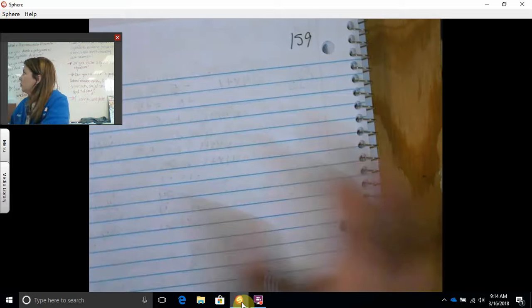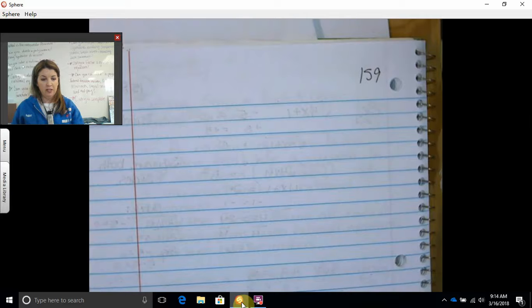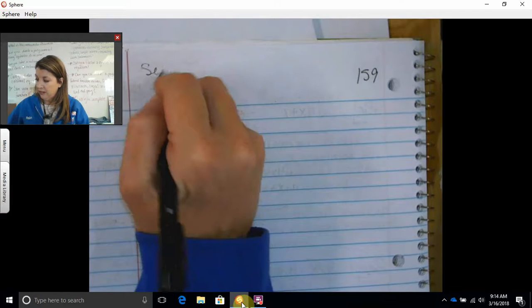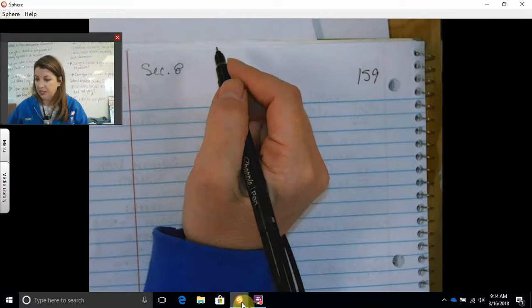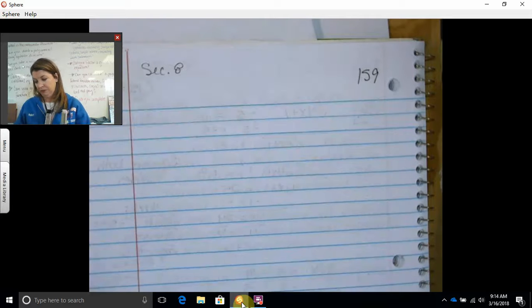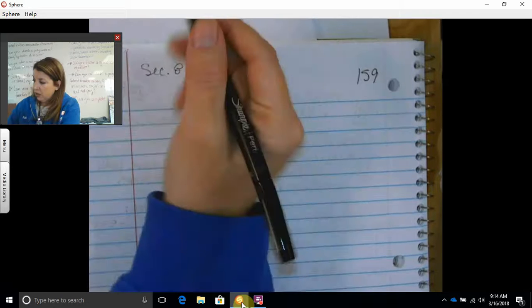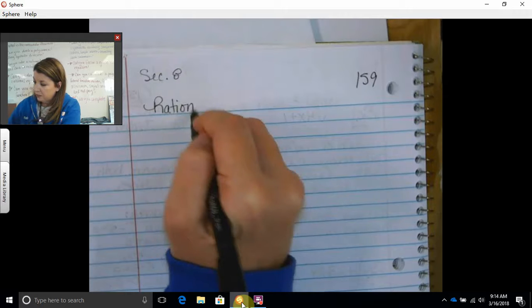All right, so we're on page 159. This is still in section 8, but again, I'm going a little bit away from algebra, so I don't have a topic to give you. So this is still in section 8, just not a particular topic. I'm just pulling stuff from different places. And we are going to title this Rational Exponents.